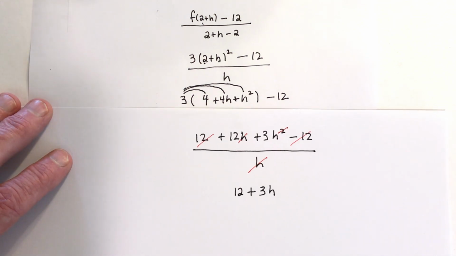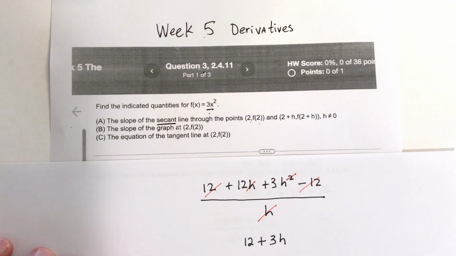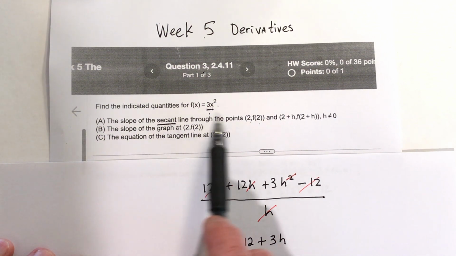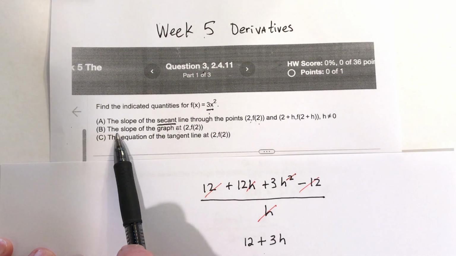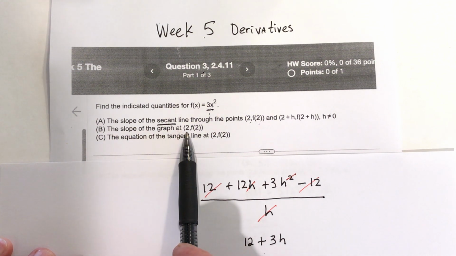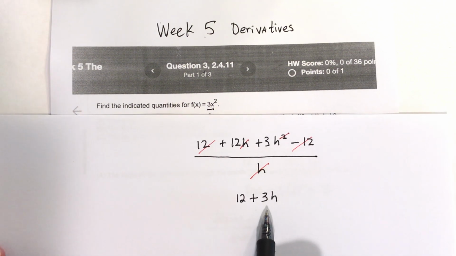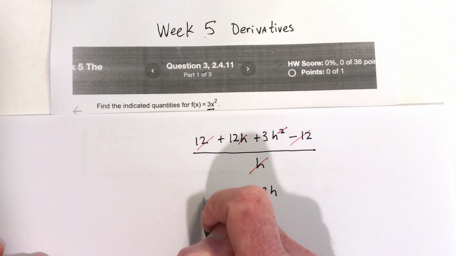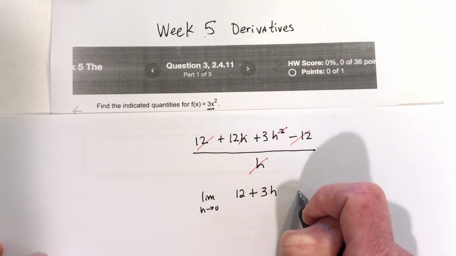So that is part A. Then in part B, find the slope of the secant line through that. Okay, we're done. Next, find the slope of the graph at that point. Well, that is just saying take the derivative, and you could either do the power rule, or since we've gone this far, all you do is take the limit as h goes to 0.